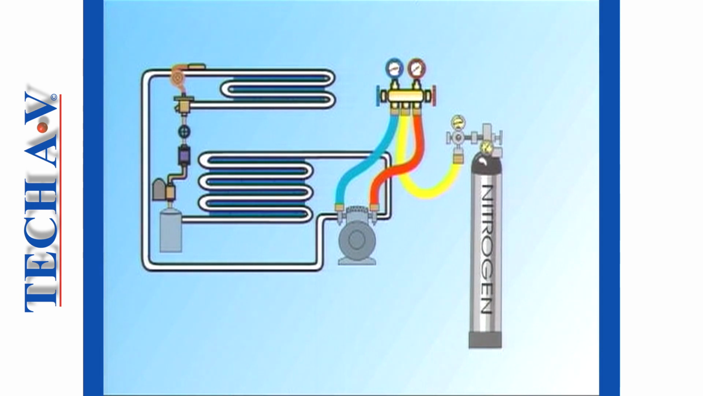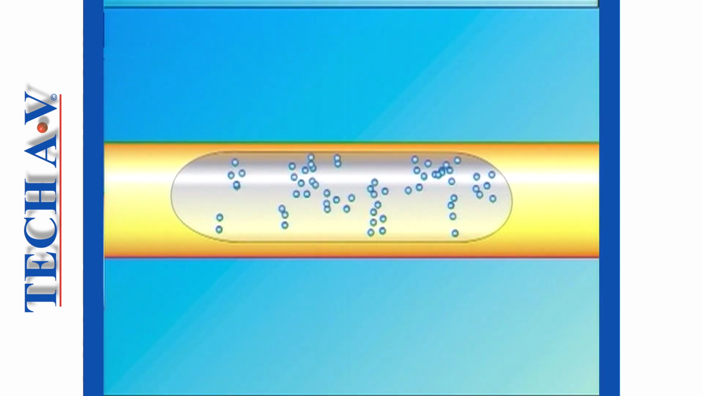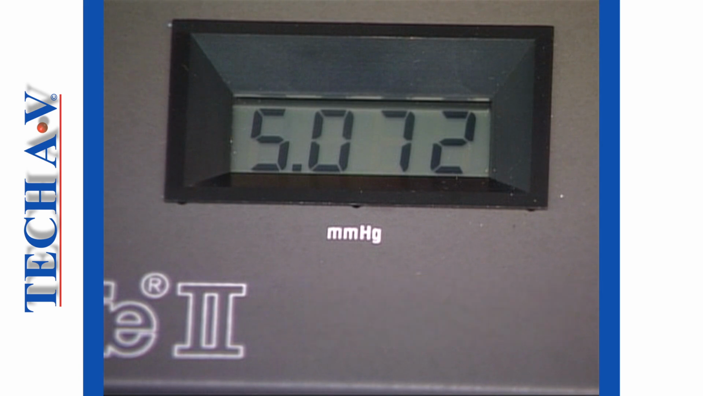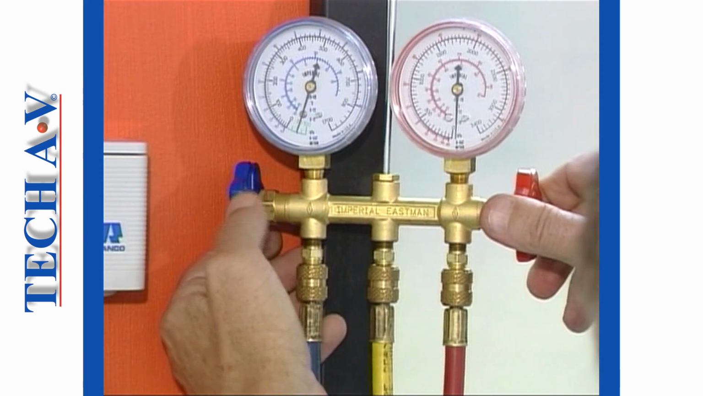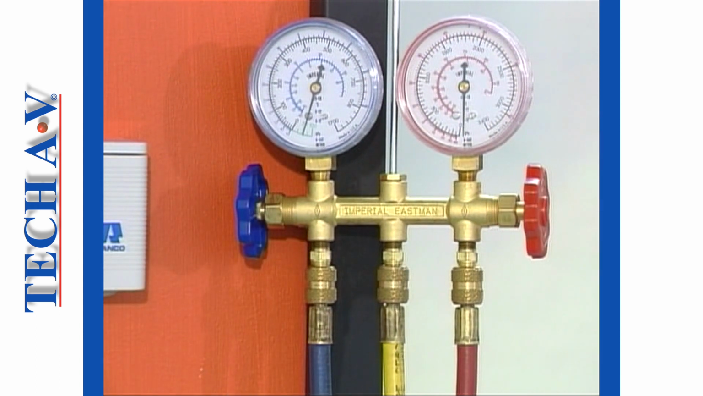In between the first and second vacuum pulls, a charge of dry nitrogen is introduced. This effectively absorbs any moisture from within a system. The first vacuum is pulled to a value of around 5 millimeters of mercury, which is more accurately 5,000 microns. After this, we close both hand control valves and shut down the vacuum pump.